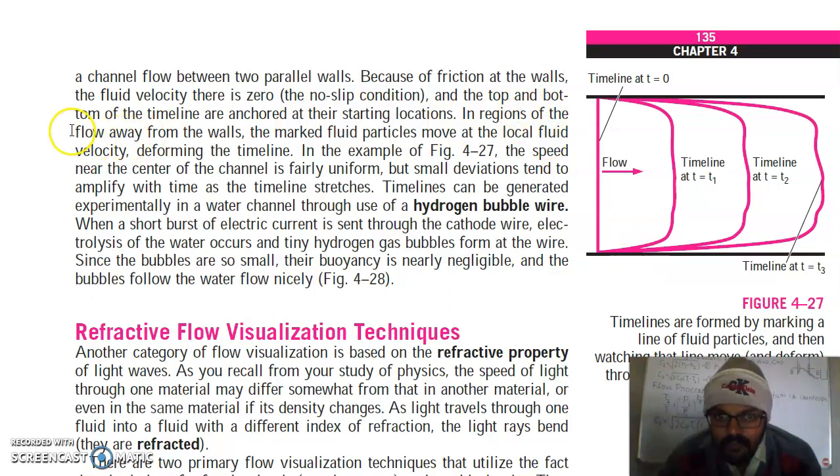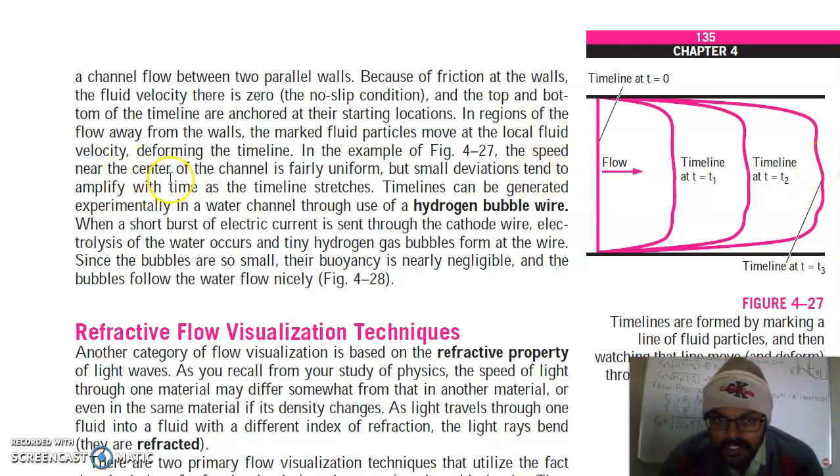In regions of the flow away from the walls, the marked fluid particles move at the local fluid velocity, deforming the timeline. You can see here, when you move away from the initial point, you can see the change in shape. So this is the timeline at t equal to t3.